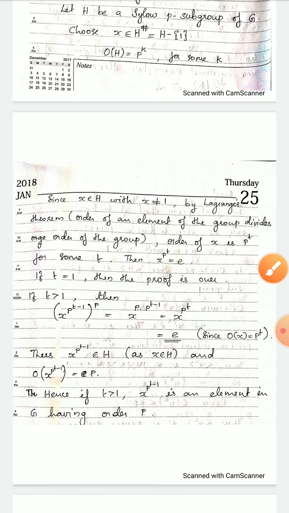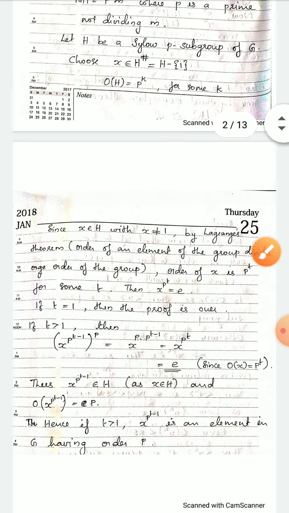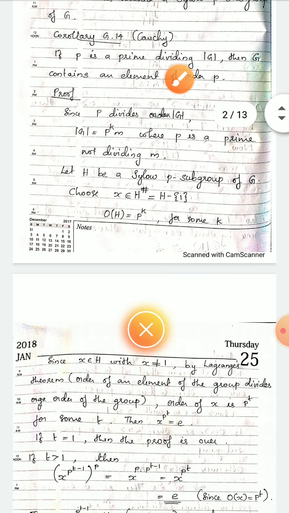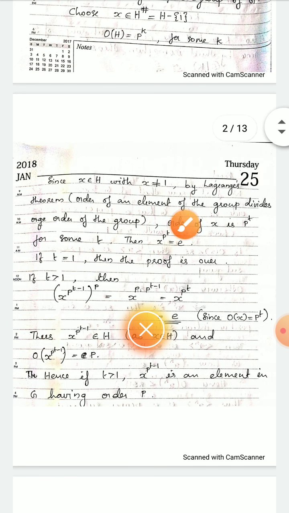If order of x is n, then n is the least positive integer satisfying x raised to n is equal to e. So here, order of x is p raised to t, then p raised to t is the least positive integer satisfying x raised to p raised to t is equal to e. Okay, here we have to prove an element of order p.